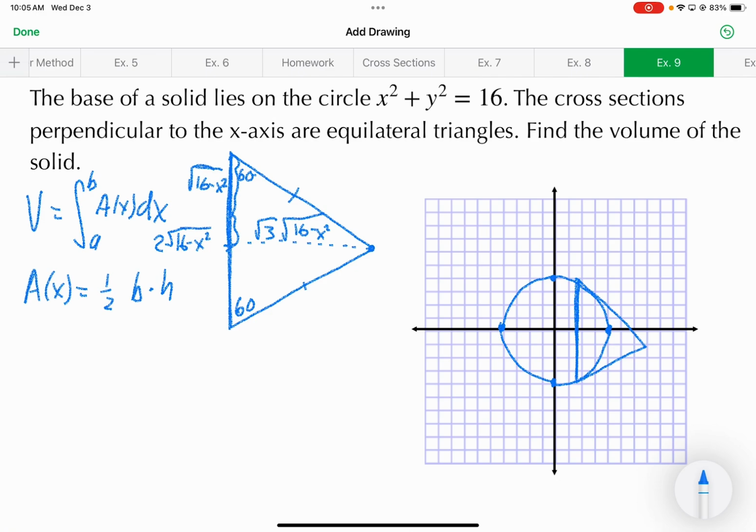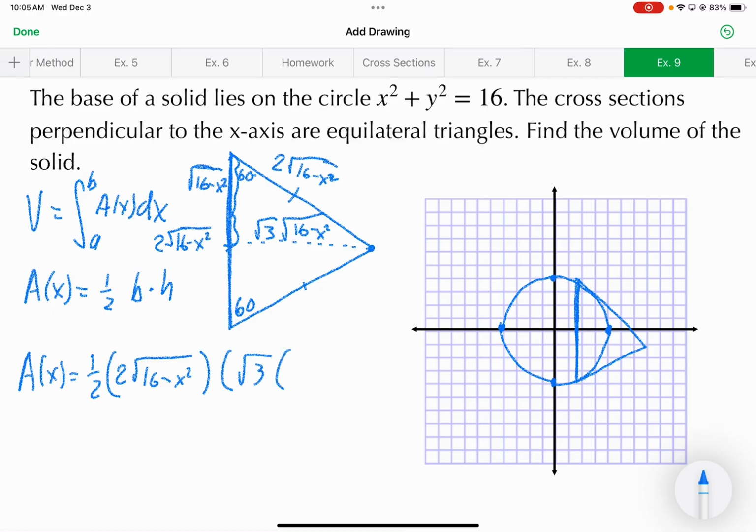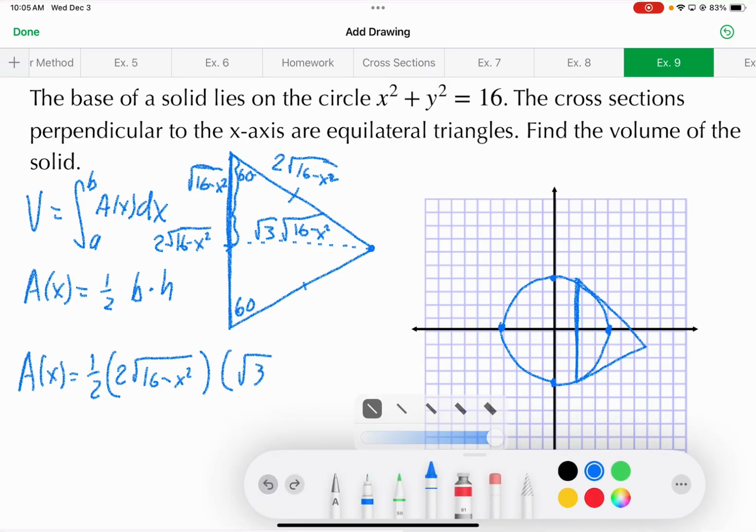Okay? Which should make sense because it's an equilateral triangle, and that's what we said the base of the big triangle was. All right, you with me? So A(x) equals one-half times our base, which is 2 square root of 16 minus x squared, times our height, which is square root of 3 times square root of 16 minus x squared.